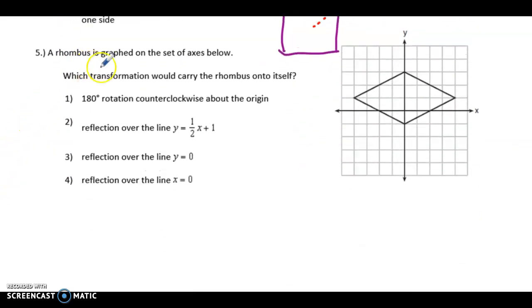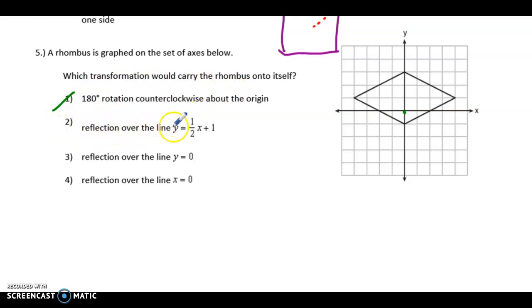A rhombus is graphed on the set of axes below. Which transformation would carry the rhombus onto itself? Choice 1, a rotation of 180 degrees around the origin. The origin is here. If I rotate 180 degrees, this point is going to lie down here. So that is not going to work. We're looking for the one that does work.